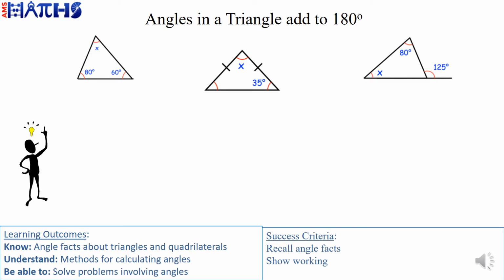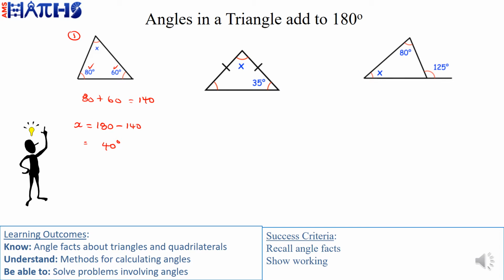So in our first example here, what we'll do then to find x, the unknown value, is to add the 2 values that we know. So 80 plus 60 is equal to 140. Now x is going to be 180, the total angles in the triangle, subtract those 2 and we'll end up with 40 degrees. So that's the size of x.